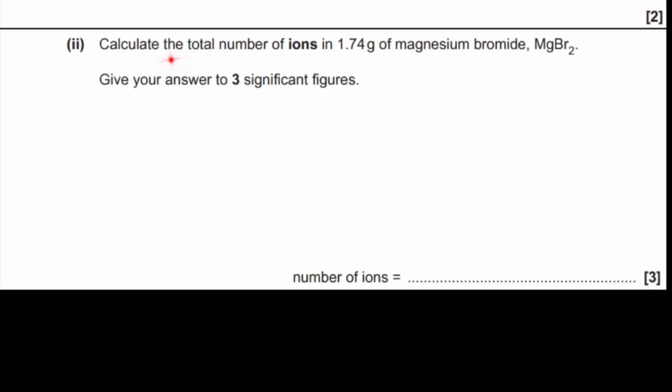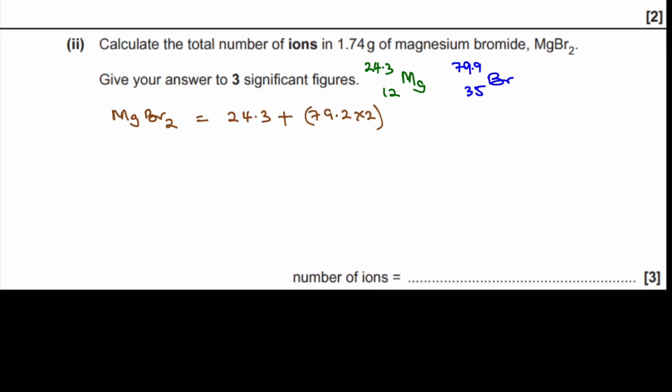Part 2. Calculate the total number of ions in 1.74 grams of magnesium bromide. Give your answer to 3 significant figures. First thing we do is to show the relative mass of the elements, magnesium and bromine. These are the masses, and this is the number of protons, which is the number of electrons, because these are atoms. Atoms are neutral. And we need to work out the relative molecular mass for magnesium bromide, and the relative molecular mass will be equal to 184.1 grams per mole.